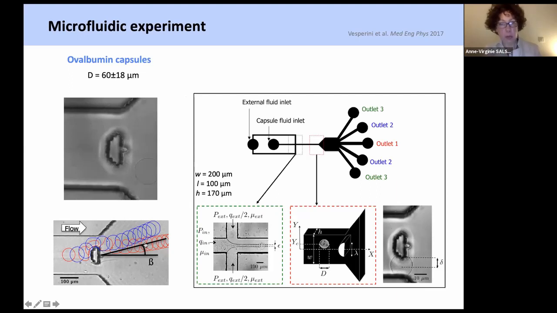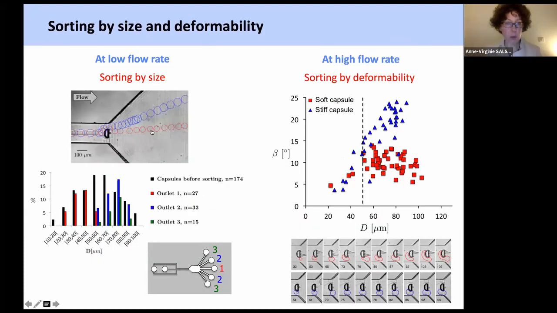What we saw is that there is a possibility to not only sort the objects by size, which can be done at low flow rate. Small objects will flow, as you see, close to the channel wall, whereas large objects will flow away from the center of the channel. But you can also sort based on deformability, because soft capsules will go at very low angles and stay at a constant angle after a certain time, because it's given by the size of the gap, whereas stiff capsules will have an angle that changes depending on the size of the object. So we have a large dependency on the deformability.